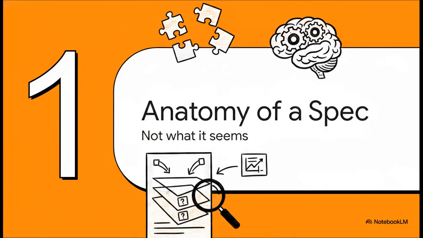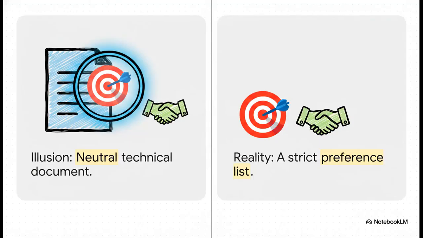Let's look at the anatomy of a specification, because an RFP is rarely what it appears to be on the surface. To stop losing bids like this, we absolutely have to change how we view these documents. A specification gives off this illusion of being a perfectly neutral technical document. It lists capacity numbers, protocol names, and performance thresholds. But don't let that fool you. An RFP is actually a preference list.